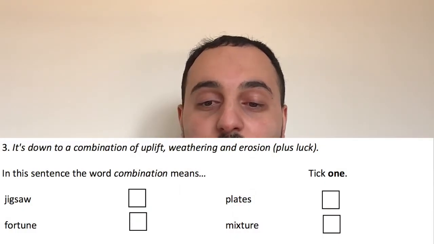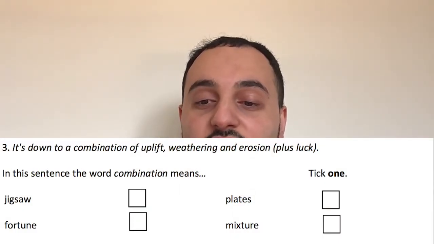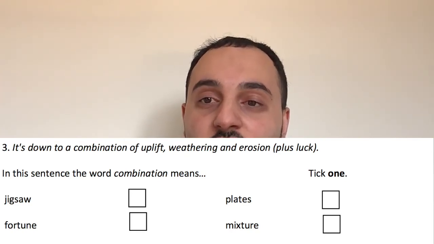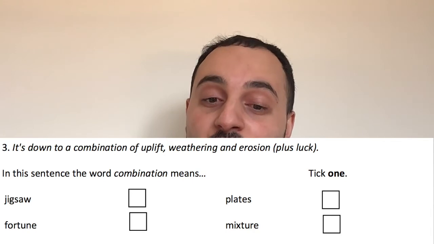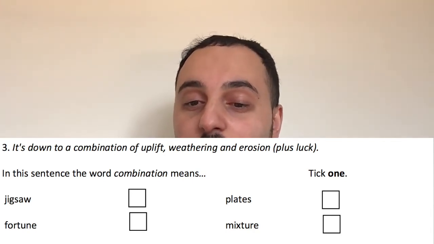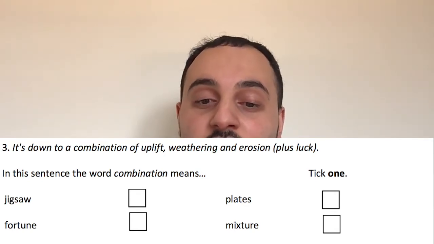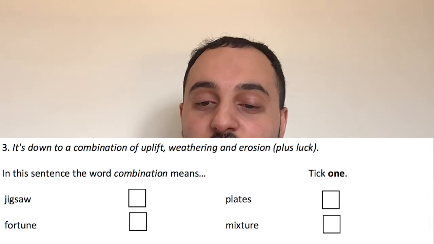Right, question 3. It's down to a combination of uplift, weathering and erosion plus luck. In this sentence, the word combination means tick 1. So is it jigsaw, plates, fortune or mixture?